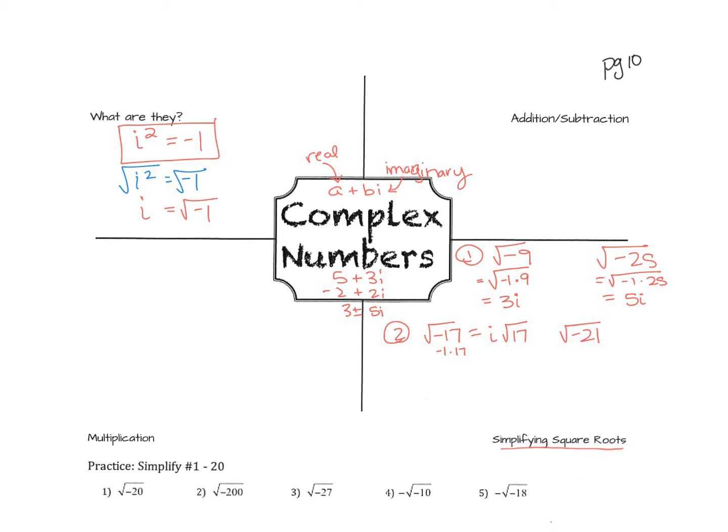Same thing with the square root of -21. 21 only has the factors of 3 and 7, or 1 and 21. There are no perfect squares to simplify. However, this is -1 times 21, and I can take the square root of the -1. It's i, leading me to get i times the square root of 21.